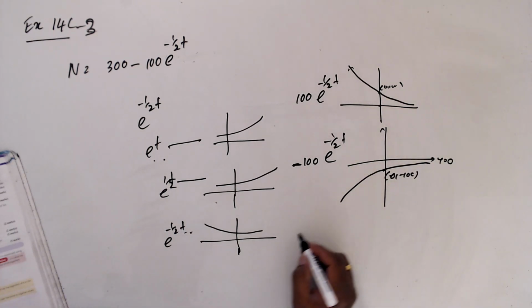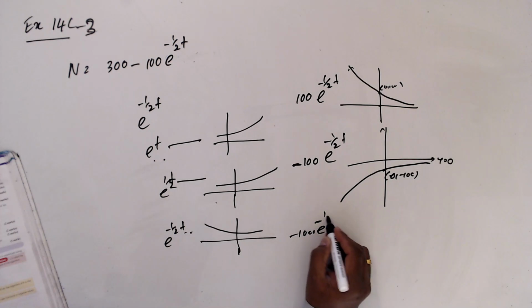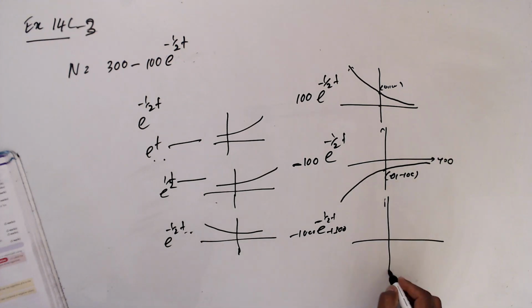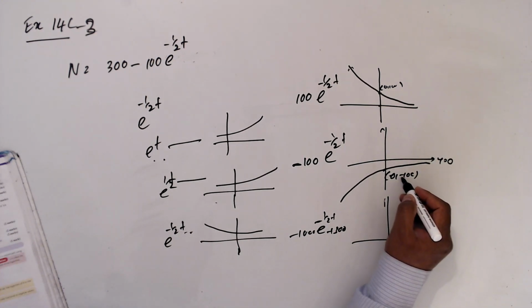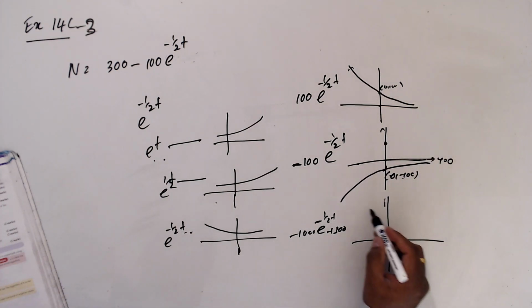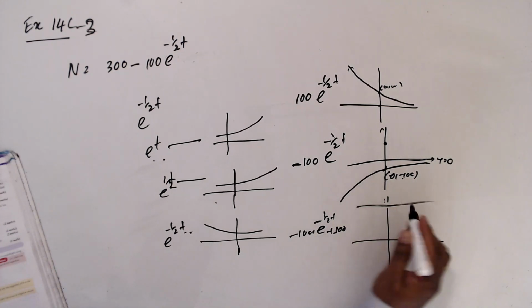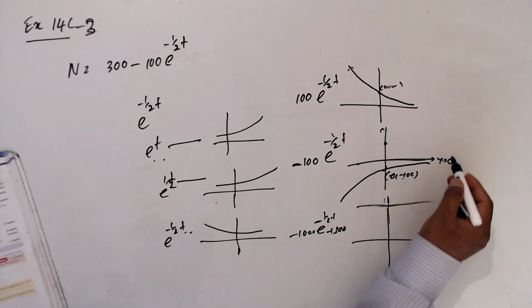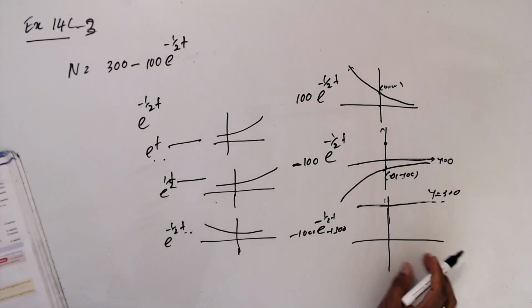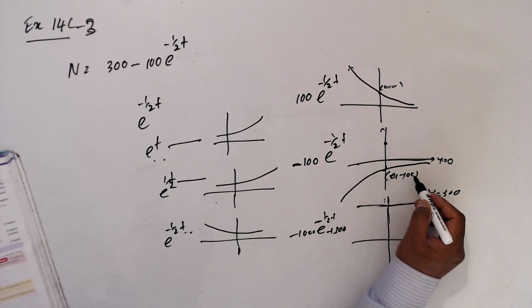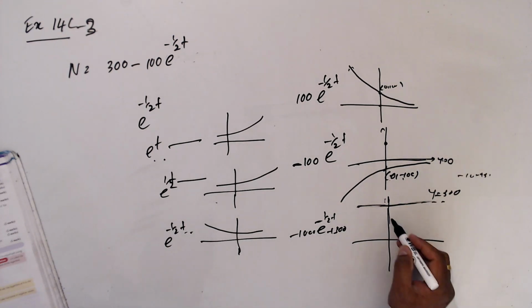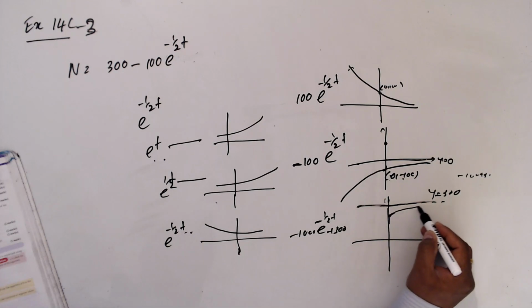Then we want to add 300 to minus 100 e^(minus half a t). It means we want to push this one up by 300. So minus 100 will come to 200. This line will be at 300. So this is the asymptotic line. Now y equals 0 plus 300, so this is y equals 300, and minus 100 plus 300 is 200. Something like this.